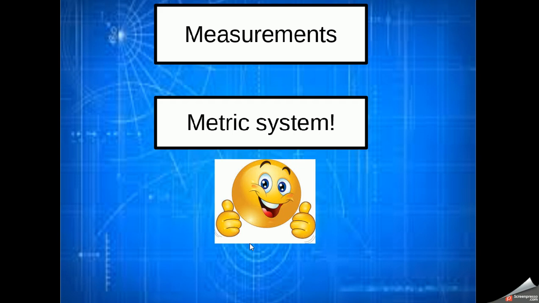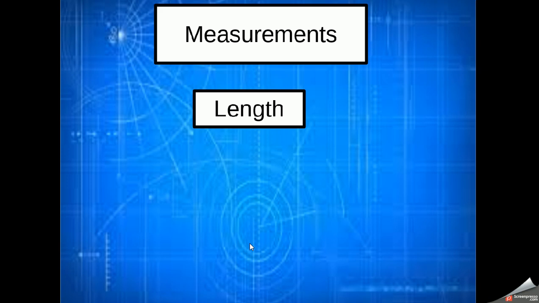Now, the reason why the metric system is used more is because it counts in tens. For instance, there are 10 millimeters to a centimeter, and it makes sense to use this because our number system counts in tens from 0 up to 9. In the imperial system, a foot is made up of 12 inches, and we don't count in 12s, so it makes it more difficult. So we're slowly going over to the metric system, and it's the metric system that you have to know for your exam. So let's have a look at length first.